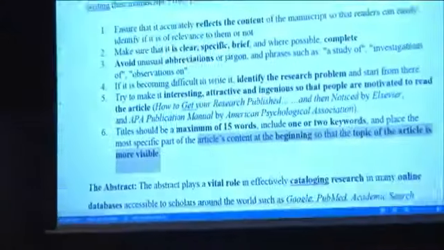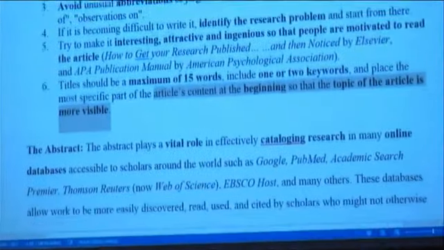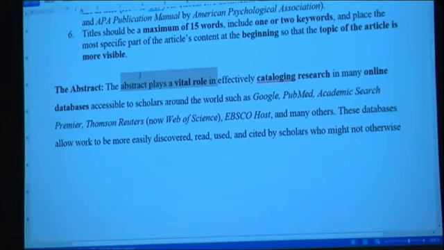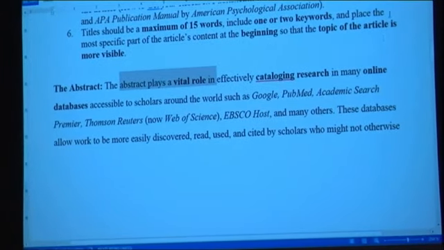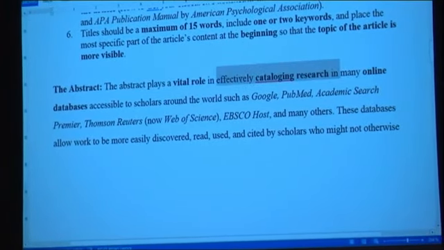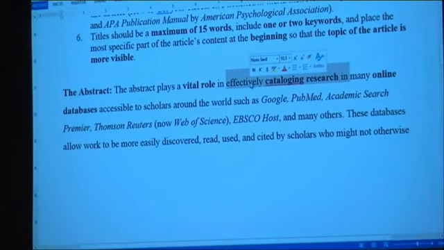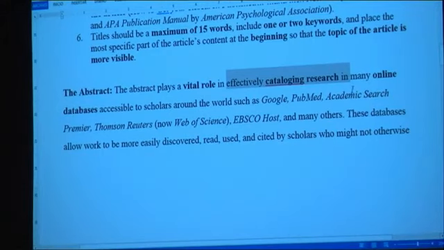The abstract. What do these editors say about the abstract? It has a vital role, as we said, very important, because it's very effective in cataloging research, so it's what researchers are going to follow. They usually are in the online databases, so they very quickly find it with all these routers, research tools and engines you see here: PubMed, Google, Academic Search, and so on.